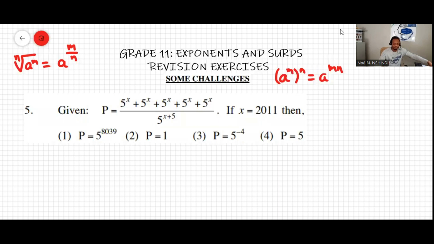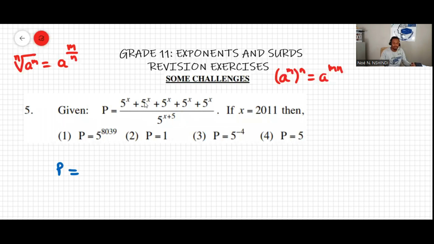Question 5 says, excuse me, given P of x is this expression. Now, if x is equal to 2011, then P is equal to one of these alternatives. Okay, for questions like this, it's always important to try to simplify the problem before substituting the value of x here. So in this case P will be equal to 5x, 5x, 5x, 5x, 5x. It's a sum. We don't have a rule for this.